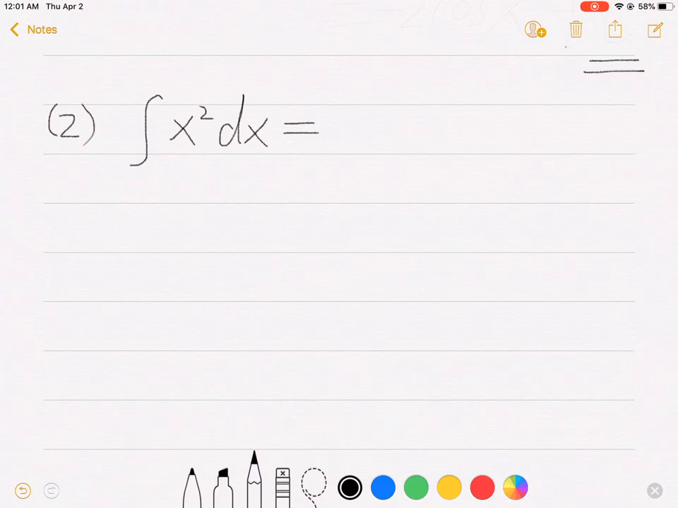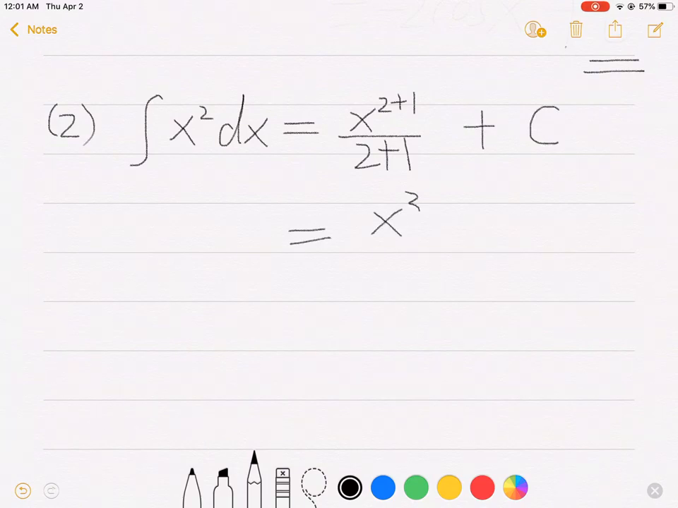So we use the power rule for the indefinite integral, which would be x to the 2, we add 1 on the power, then divided by this new power, right? Then plus constant, so which is x cubed over 3 plus c.